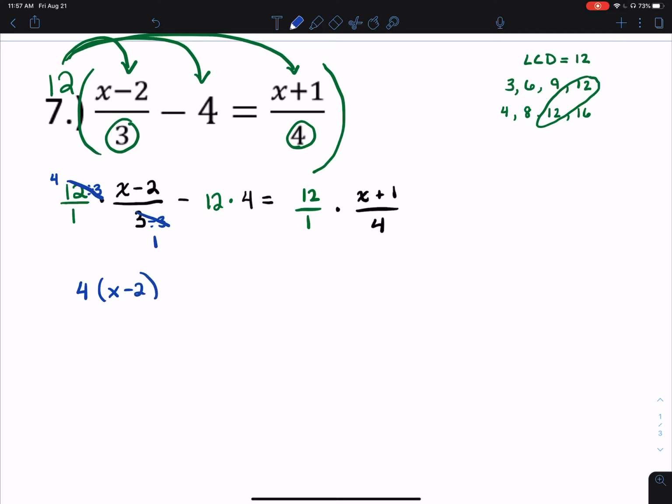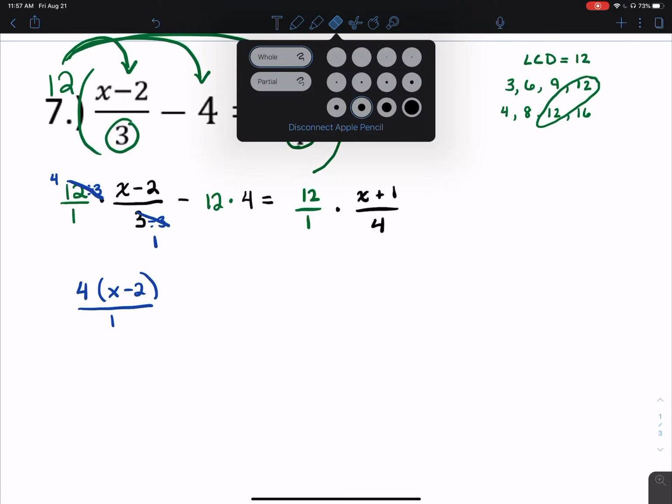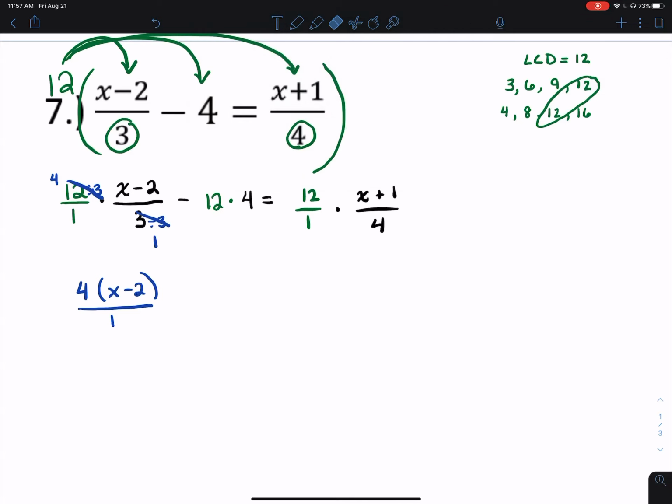If I really wanted to, I could write it 4 times (x - 2) over 1, but I know that when I divide by 1, it's the same thing as just having that numerator, so I'm not going to include that over 1. I'm going to bring down the subtraction, and I'm going to do 12 times 4, which gives me 48. There was no fraction there, so there's nothing to cancel out.